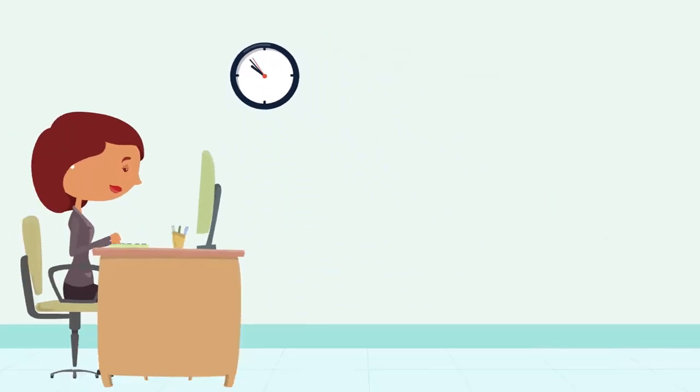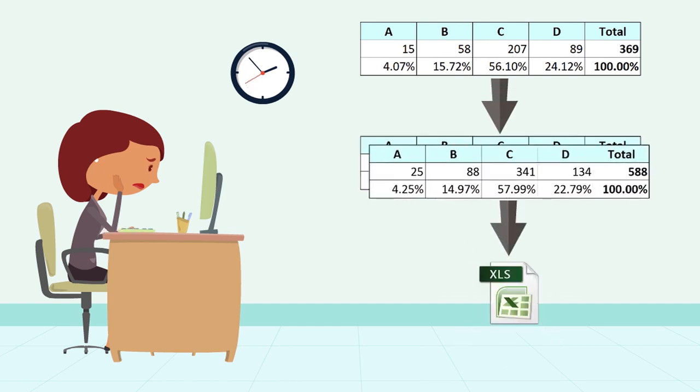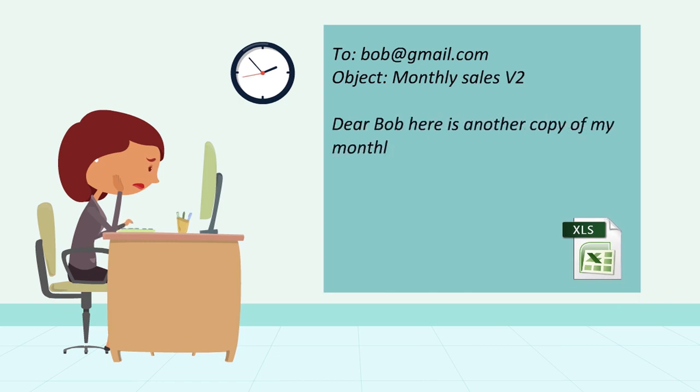Whenever Alice needs to modify the content of her workbook, she has to select and copy the updated table in a new temporary XLS file. And guess what? She has to send the new version to Bob via email.